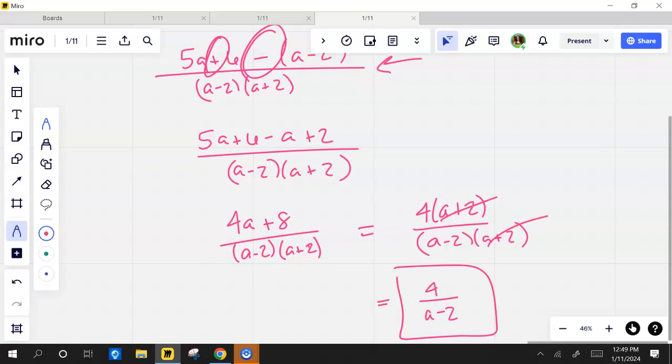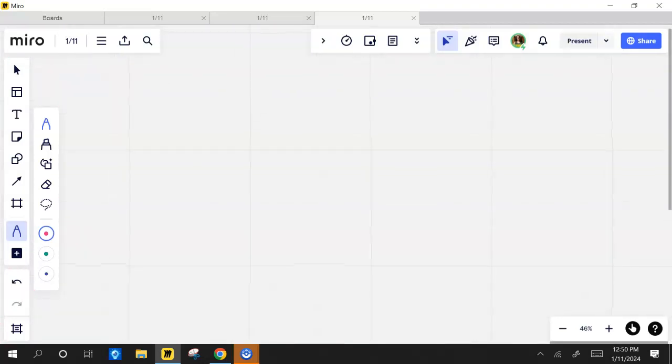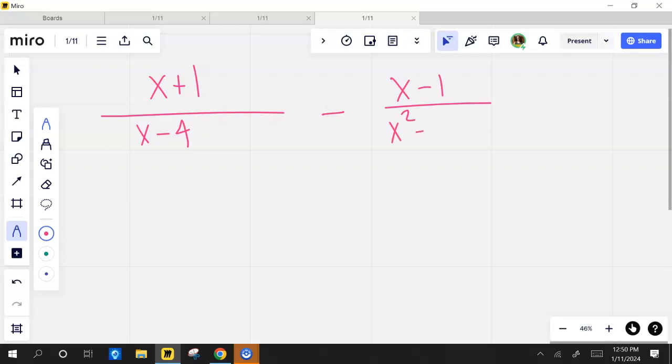Let's try another one. All right. Y'all ready for this one? Noah, this one's for you, buddy. I'm going to use an X. They've got a Q on here. I'm going to use an X. It's a little awkward.